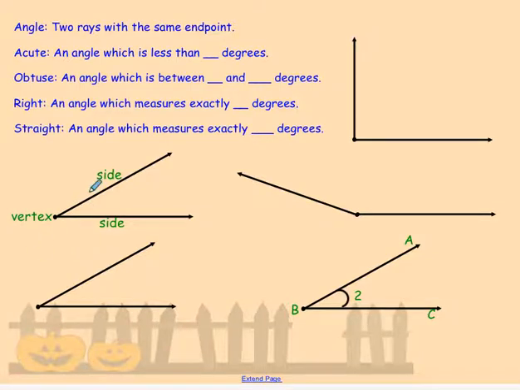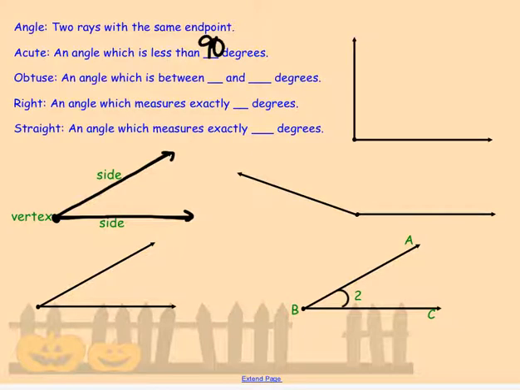Going on, we can look at some angles, because angles are formed with two rays with the same endpoint. So we have a ray starting here going this way, and a ray starting here going this way. We call that an angle. An acute angle is a specific type which has less than 90 degrees. Can't be 90, but it has to be less than.